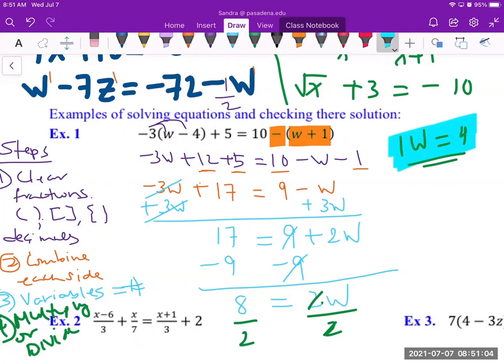Okay, now this one says go ahead and solve, and can you also check your solution? Let me go ahead and tell you how to check your solution.